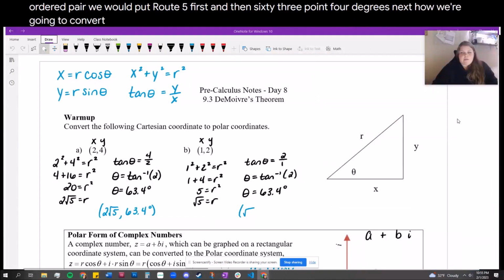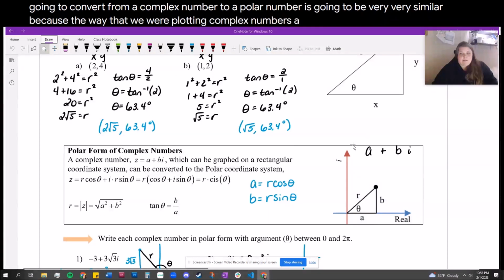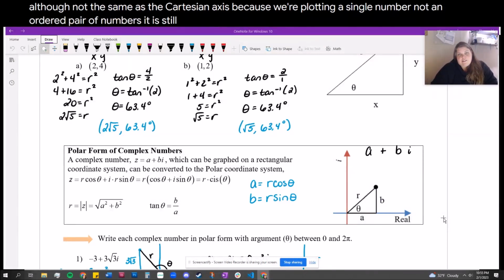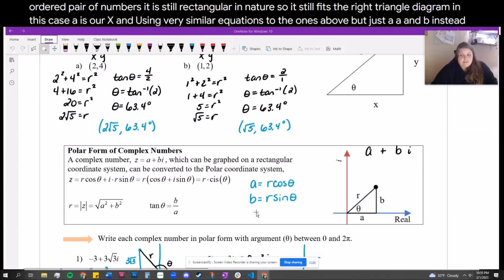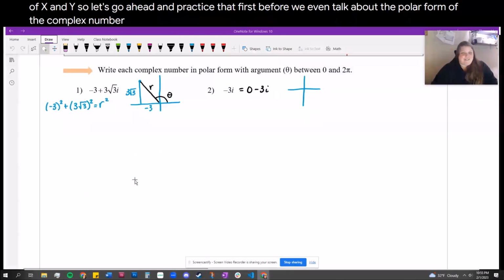How we're going to convert from a complex number to a polar number is going to be very, very similar, because the way that we were plotting complex numbers, a plus bi, was on a rectangular axis, although not the same as the Cartesian axis because we're plotting a single number, not an ordered pair of numbers. It is still rectangular in nature, so it still fits the right triangle diagram. In this case, a is our x and b is the y, so I'm using very similar equations to the ones above, but just a and b instead of x and y. So let's go ahead and practice that first before we even talk about the polar form of the complex number and all the stuff in the box.